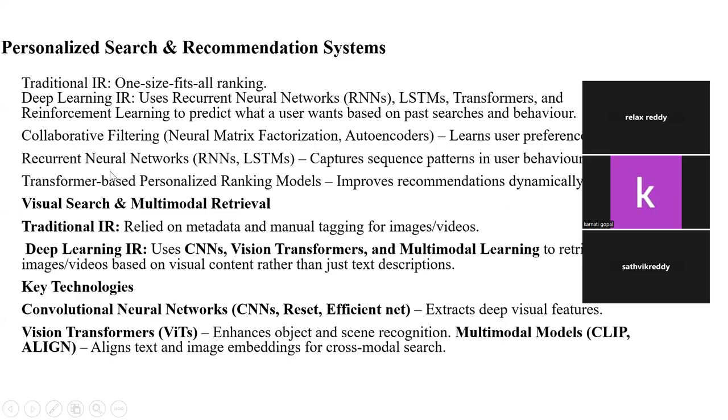Next slide, please. Now let's see personalized search and recommendation systems. Deep learning has revolutionized personalized search and recommendation systems by shifting from a one-size-fits-all approach to dynamically predicting user preferences based on past searches and behavior.